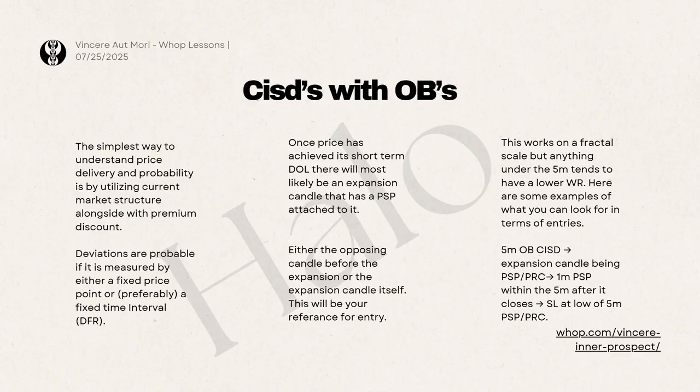So the simplest way to understand price, delivery, and probability is by utilizing current market structure alongside premium and discount. The reason why I mention this, okay, is because a lot of the times, I know some of you guys are standard deviation traders. I'm going to let you know right now, the only standard deviation that makes sense and the only one that's actually going to work is a fixed time interval deviation. A fixed price interval deviation does not make sense.